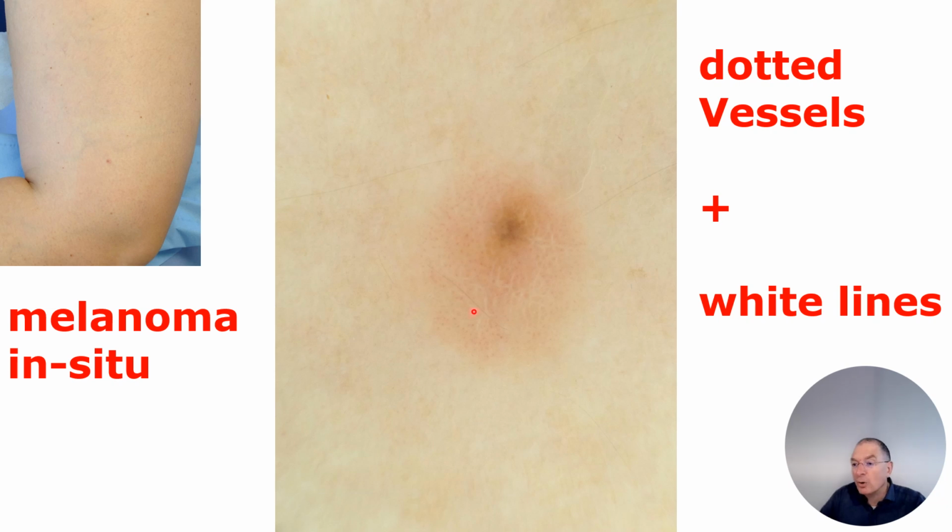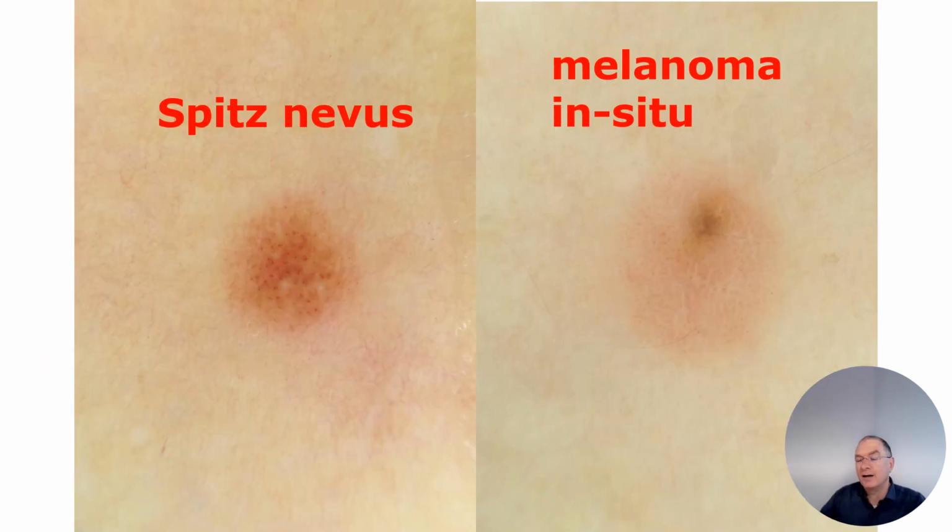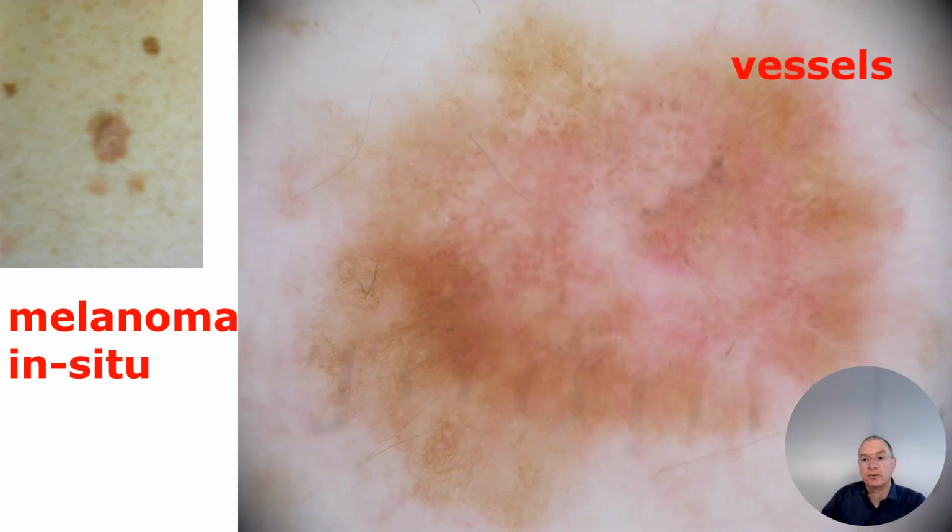And here, dotted vessels plus white lines, remember this, and eccentric hyperpigmentation. Melanoma in situ, and look how small it is, but we can detect it, and this is the challenge, and this is the importance and advantage of dermoscopy. Spitz nevus, you remember, at the back of the foot, and here is a melanoma in situ, and now you see the difference, but nevertheless, I would always recommend to do the excision.